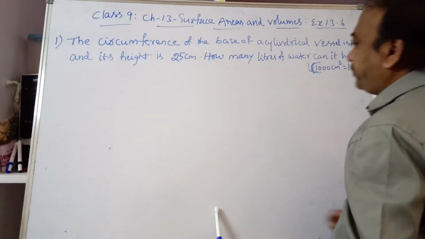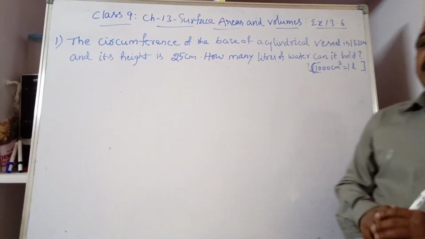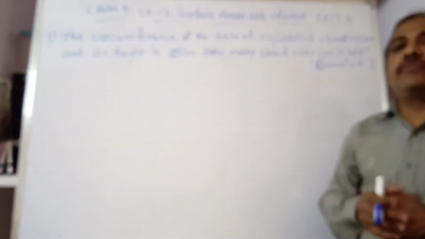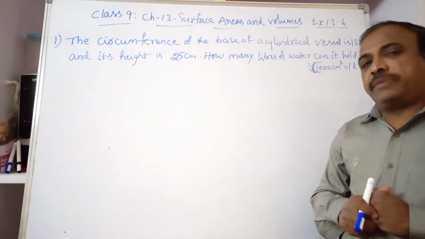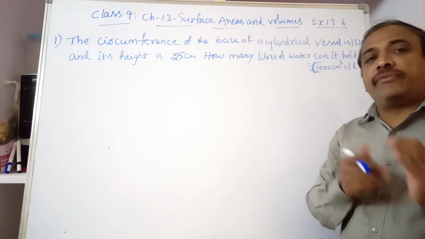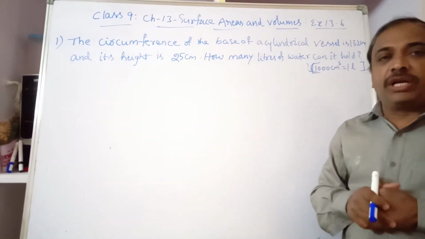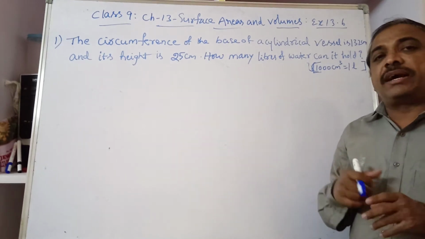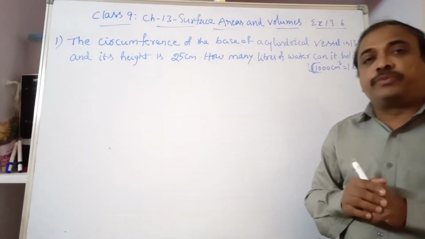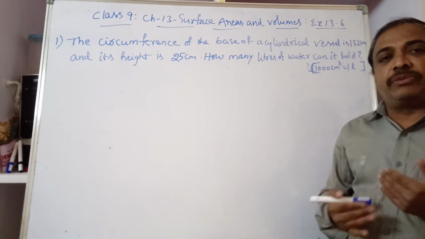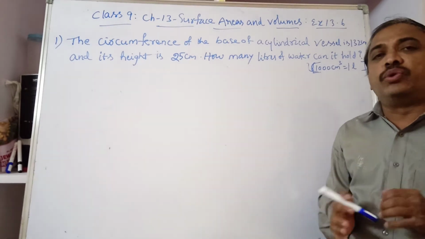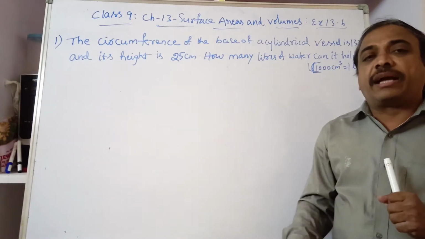Hi students. In the previous session we discussed surface areas and volumes. In that volume concept we even discussed cubes and cuboids: how to find the volume of a cube and cuboid, and what the capacity is. If the volume is given in centimeter cube or meter cube, how to convert it into liters, that is nothing but the capacity.